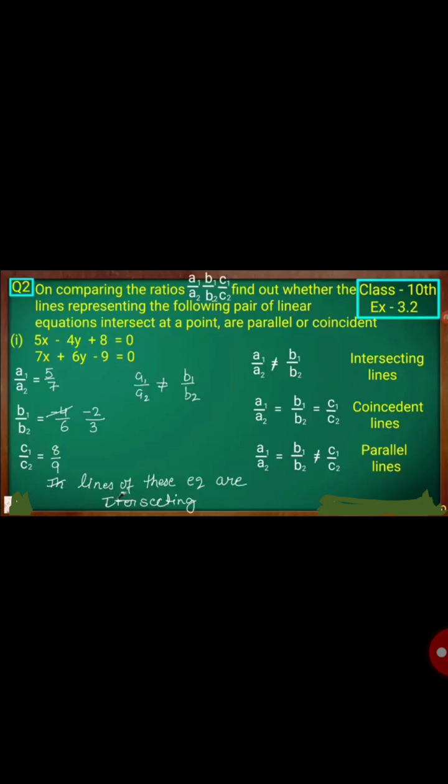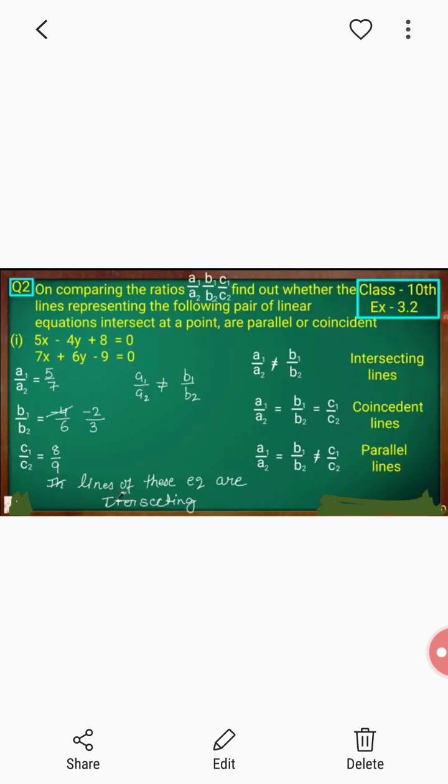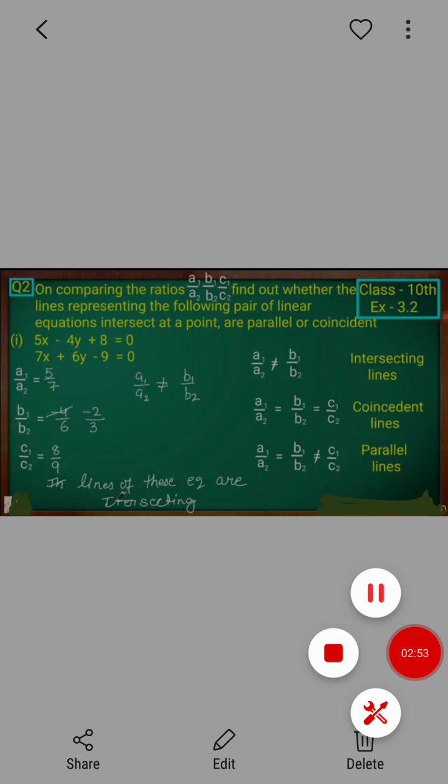In this case, you see the ratio a1 upon a2 does not equal the ratio b1 upon b2. The value of a1 upon a2 is 5 upon 7 and the value of b1 upon b2 is minus 2 upon 3. So these two ratios are not equal. So this case lies in the first case. In this case, intersecting lines are formed when we represent the pair of linear equations on the graph paper. Okay, is it clear?